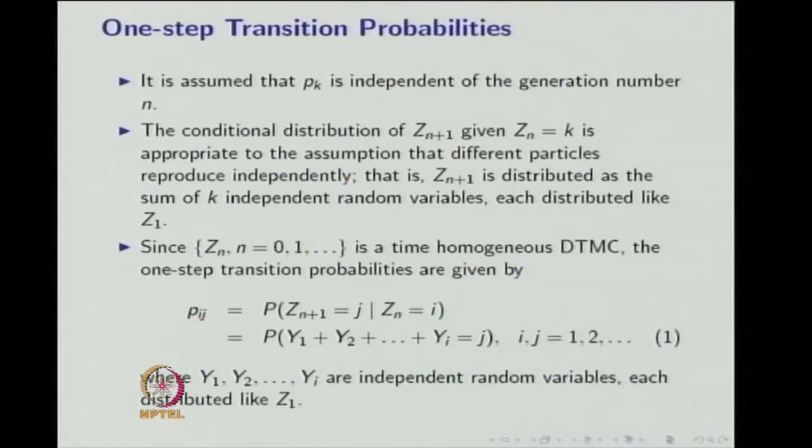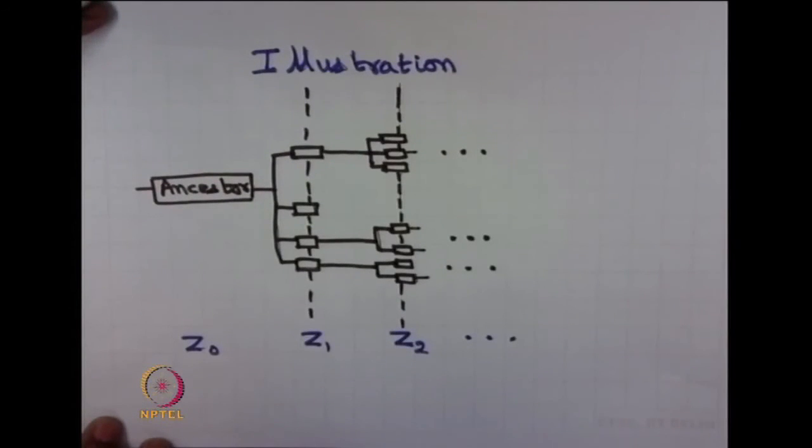Since the sequence of random variables Zn is a time homogeneous discrete time Markov chain, the one-step transition probabilities are given by p_ij, that is nothing but the probability that Zn plus 1 is equal to j given Zn is equal to i. That is the same as the probability that y1 plus y2 plus and so on plus yi takes a value j, for i, j belonging to 1, 2 and so on, where yi's are IID random variables, each distributed like Z1. So, the illustration for the Galton-Watson process is Z0 is equal to 1, Z1 here it is 4 and Z2 is 7 and so on.